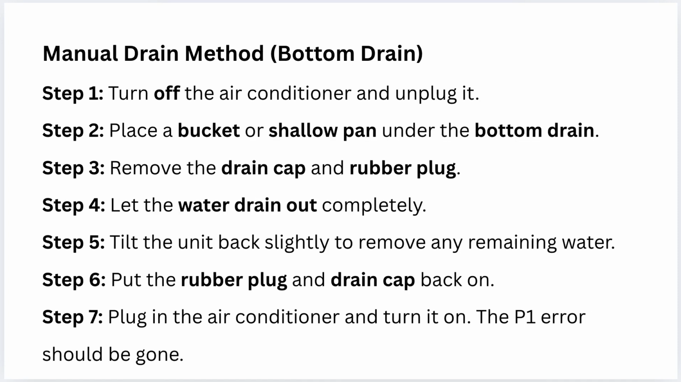Also, manual drain method. Turn off the air conditioner and unplug it, then place a bucket or solo pan under the bottom drain. Then remove the drain cap and rubber plug. Let the water drain out completely. Tilt the unit back slightly to remove any remaining water, then put the rubber plug and drain cap back on.